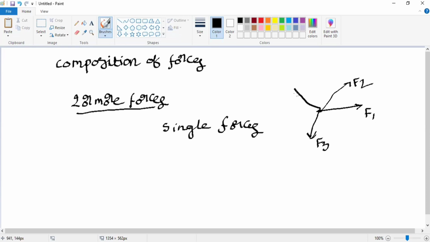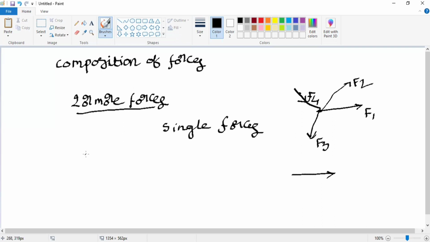Suppose if you observe in this diagram, this is the force F3, F4. There are four forces. Those four forces can be replaced with a single force. That is called the composition of forces.